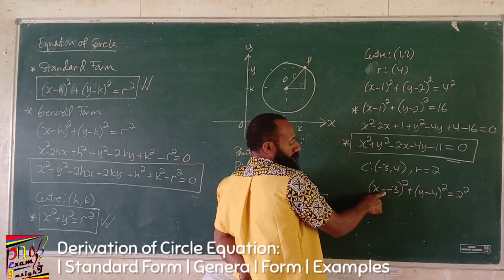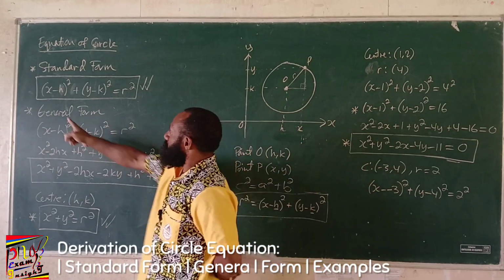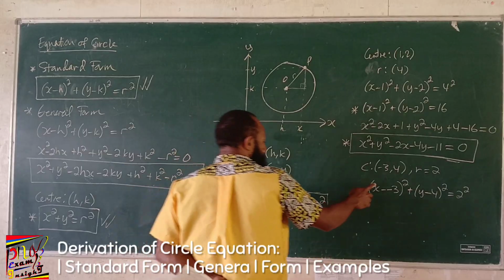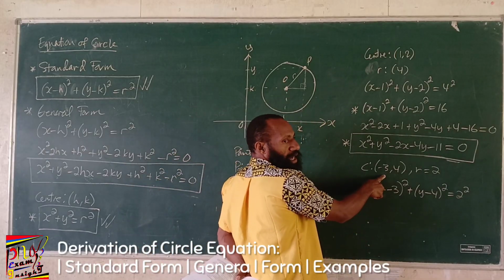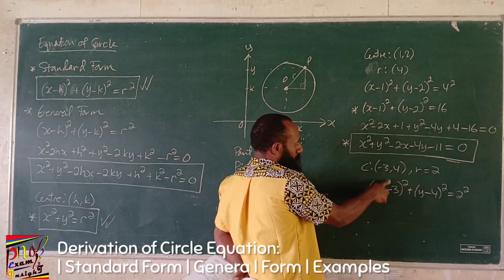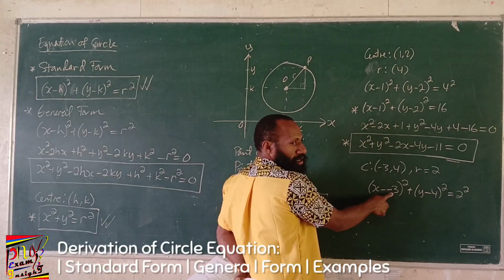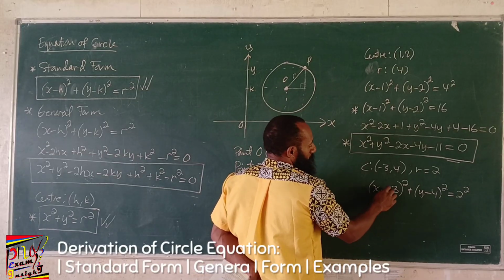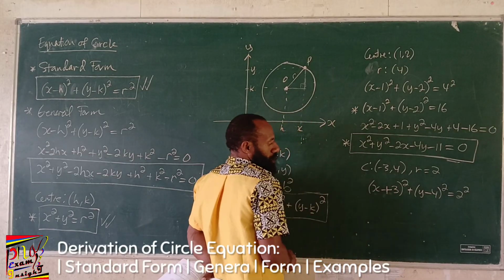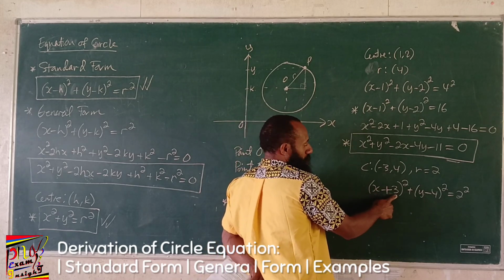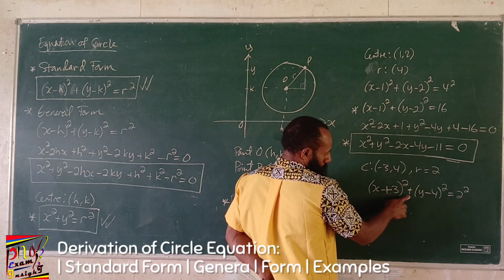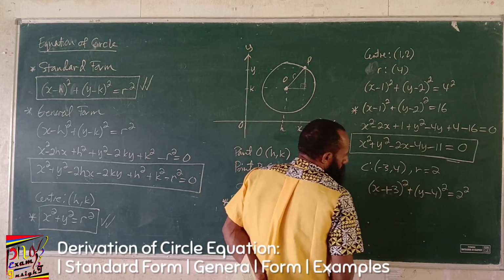From the equation it contains a minus sign. Can you see? So x minus h, and the h value is minus 3, therefore I'm putting minus 3 here. So the minus minus becomes plus. So we have (x plus 3) all raised to the power 2 and (y minus 4) raised to the power 2.